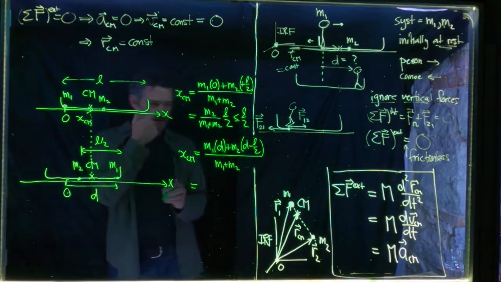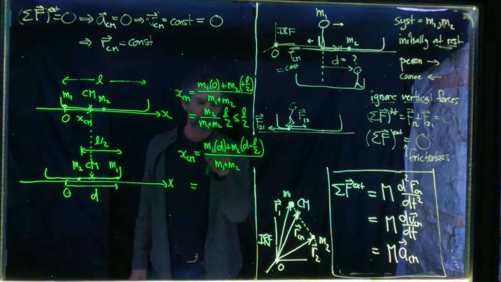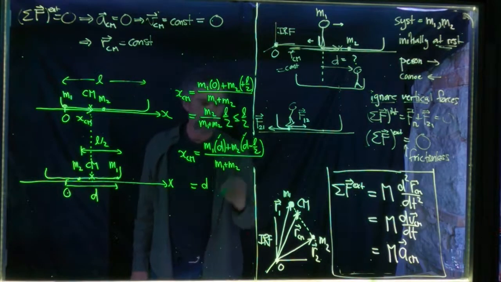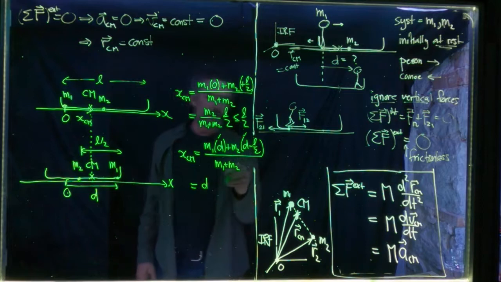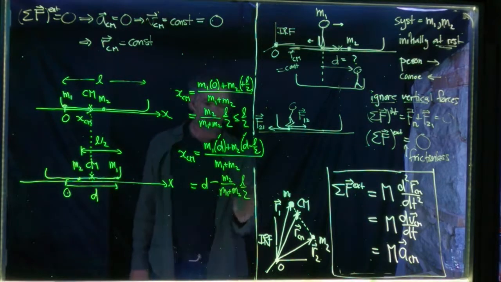Now you look at this and you see this factor of d is common to both. So it's m1 plus m2 times d divided by m1 plus m2. Well, that's just d. That takes care of this term and this term. And what we have left over is just a negative m2 over the sum of masses times L over 2.